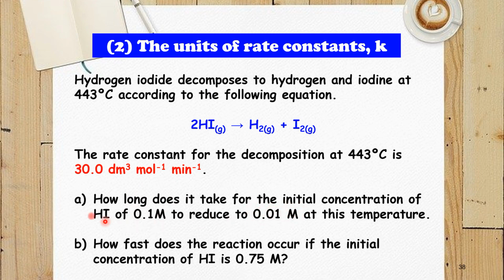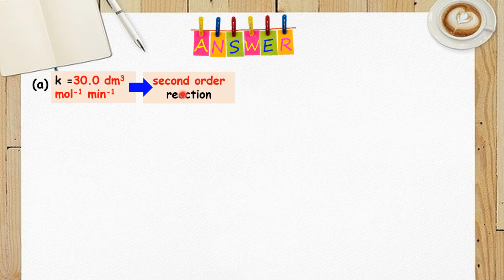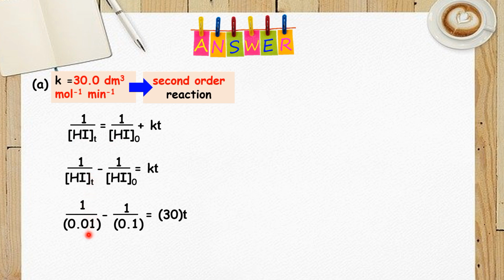So for part A here, you have to use the integrated rate equation for the second order. Because it is second order, you have to choose this integrated rate equation, and then substitute A, which refers to the concentration of HI. Next, we substitute HI at T, 0.01, and the initial concentration of HI, 0.1. 30 refers to K and we want to find out T. Therefore we calculate T is equal to 3 minutes.